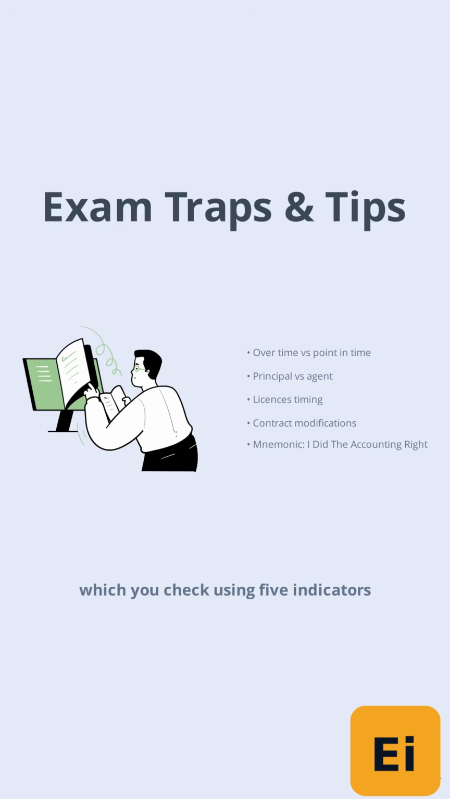Be careful with principal versus agent scenarios, as you need to decide if revenue is reported gross or net. Licenses and contract modifications also trip up many students, so make sure you know whether to treat them as new or existing contracts. To remember the steps, use the mnemonic, "I did the accounting right." With these tips, you'll be ready for any IFRS 15 question.